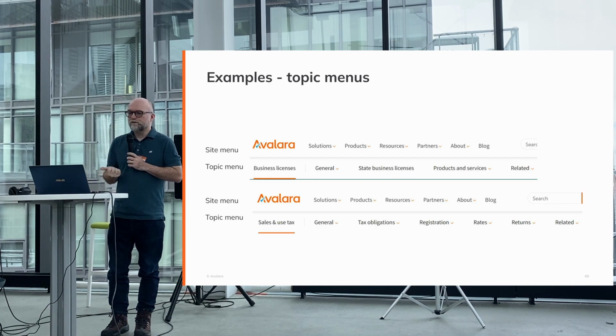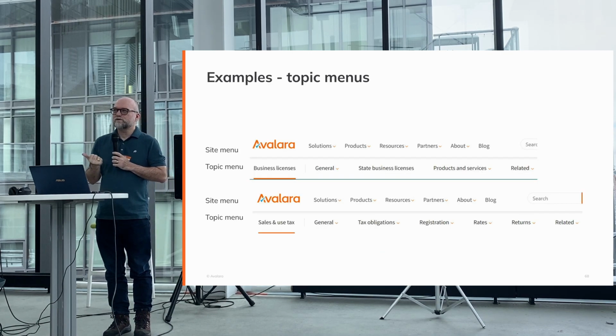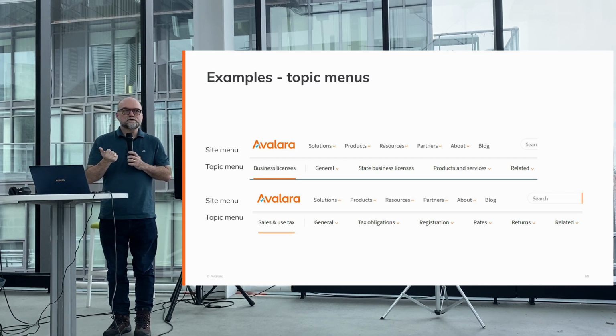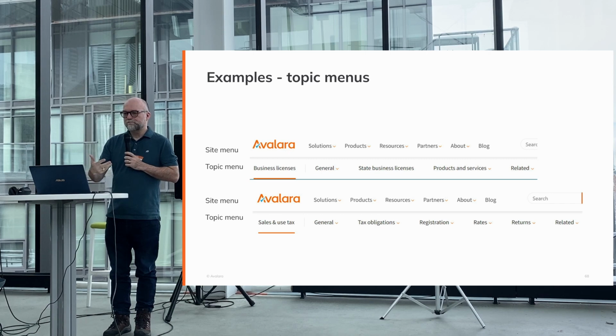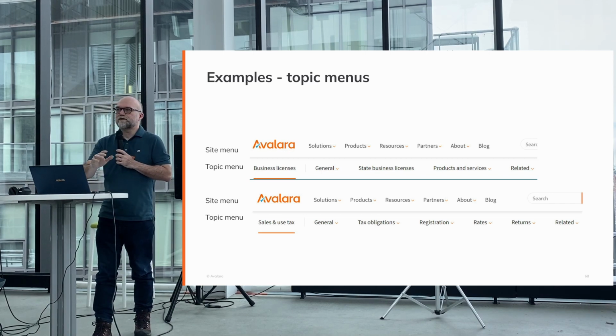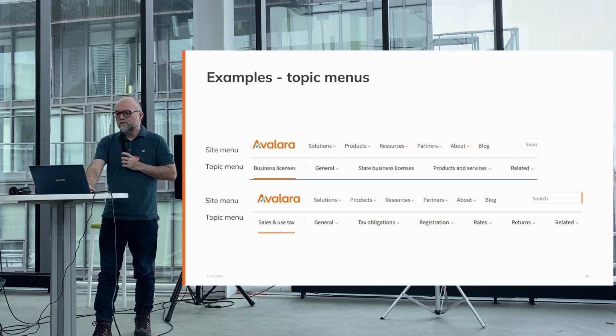So a couple of examples, and I've been at Avalara for just about exactly a year. We managed to deploy a couple of topic menus for some areas that we knew we had interest in and we had product for. The top one is, I know the display here is tough to read with the light. So the top one, we've got an Avalara site menu with solutions, products, resources, partners, kind of like pretty standard B2B drop downs across the top.